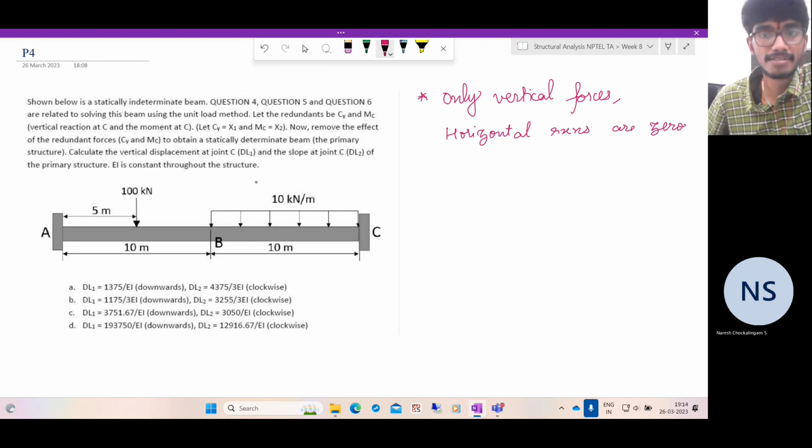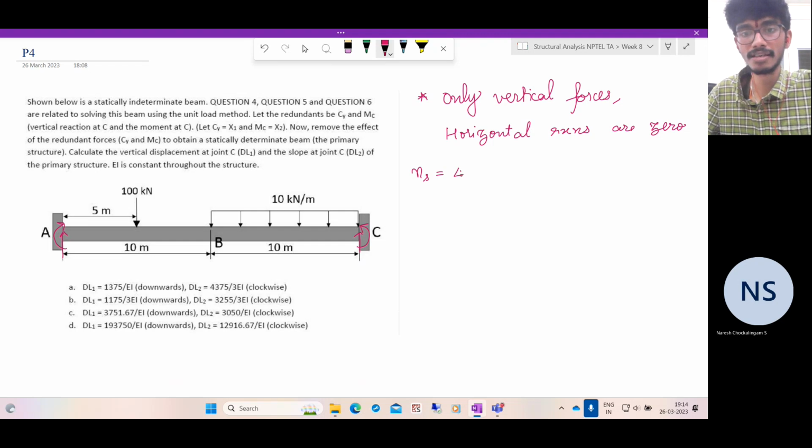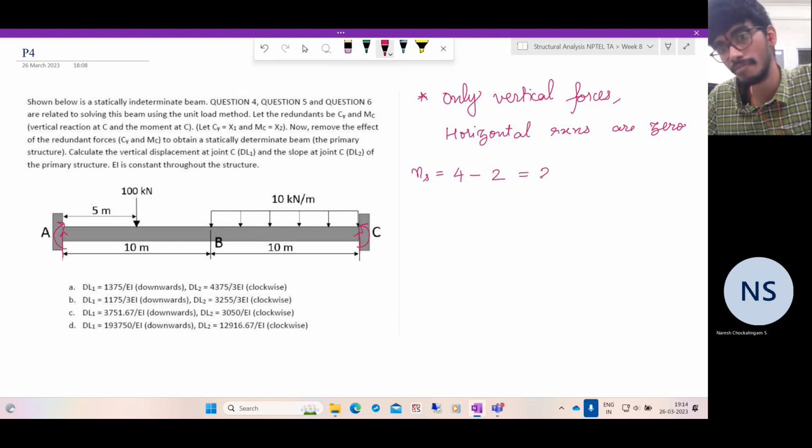So if the horizontal reactions are 0, they do not really account for unknowns. So the number of unknowns we have are only the shear force and bending moment here, and the shear force and bending moment here. So there are 4 reactions and 2 equilibrium equations, because one we have already used while looking at the horizontal forces. We have only 2 equilibrium equations, which is the sum of vertical forces is 0 and the moments about any point is 0. So the degree of static indeterminacy for this problem is 2.